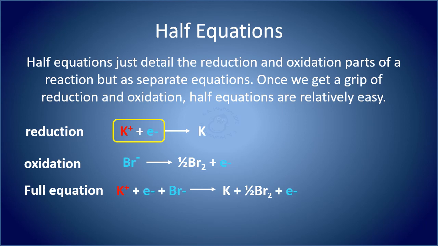So if we've got two half equations, we've got two lots of reactants. Anything before the arrow are the reactants, and that's what you put down in the overall reaction. Over the other side of the arrow, we've got our products. And here, because we've got two half equations, we've got two lots of products. So we put them down.